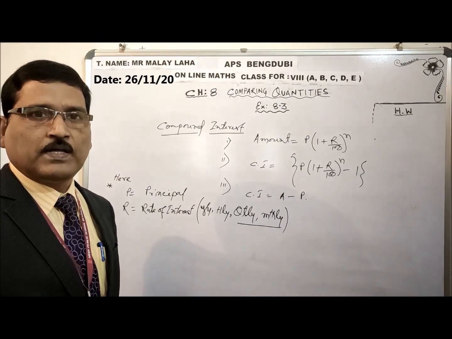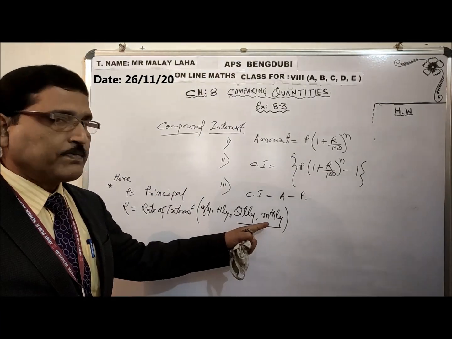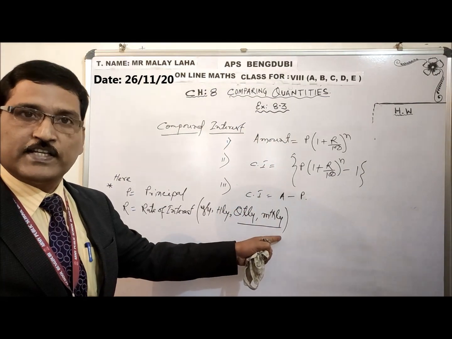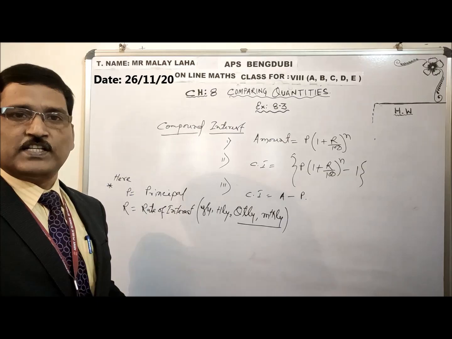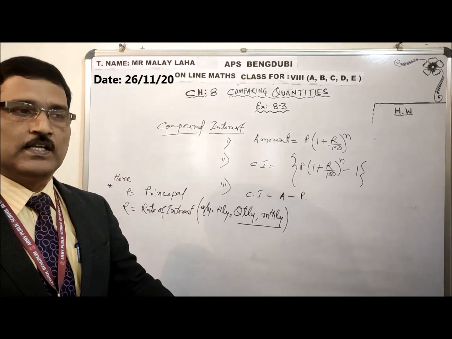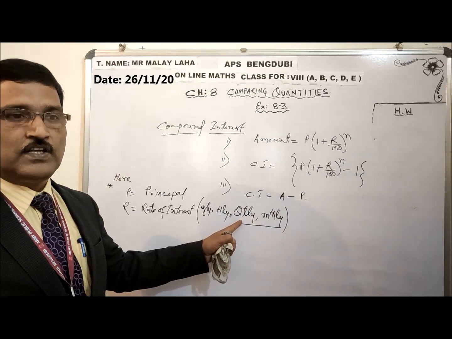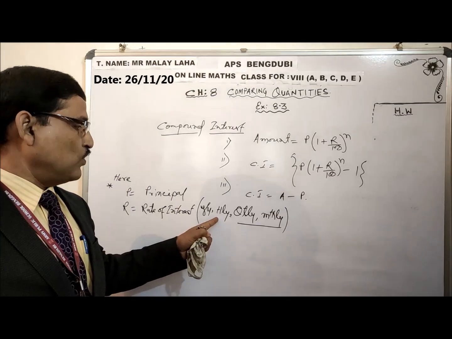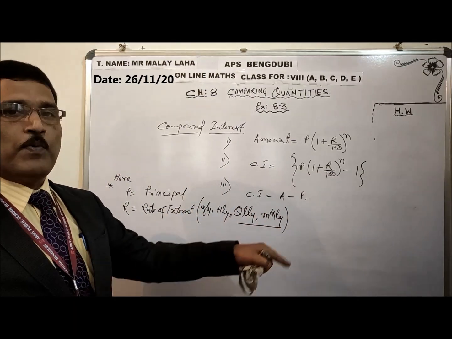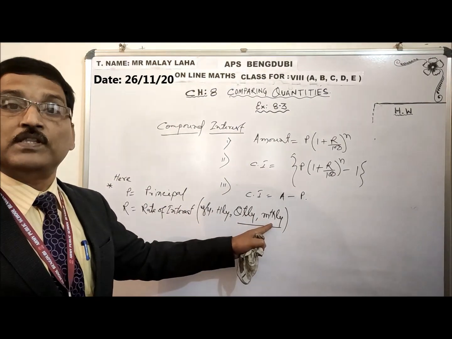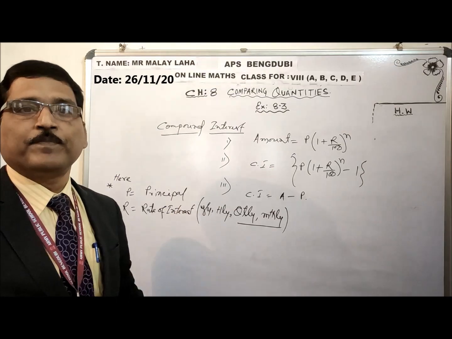And monthly means after 1 month I will calculate interest. The more times you calculate interest, the more the interest will be. After 1 month, whatever interest I earn, I will add to the principal. That will be the principal for the next period, and so on. So monthly interest will be more than quarterly interest, quarterly more than half yearly, half yearly more than yearly, and yearly compound interest will be more than simple interest. So in compound interest, yearly interest is the least and monthly interest is the most.